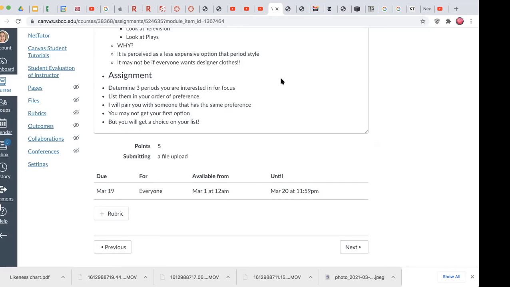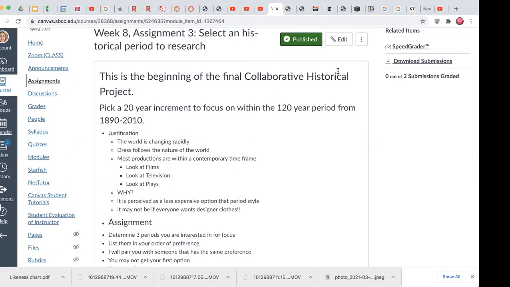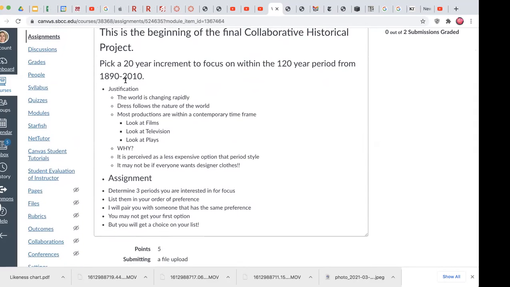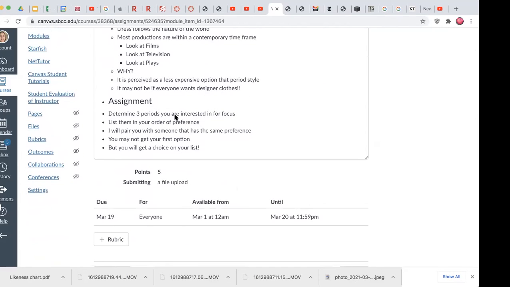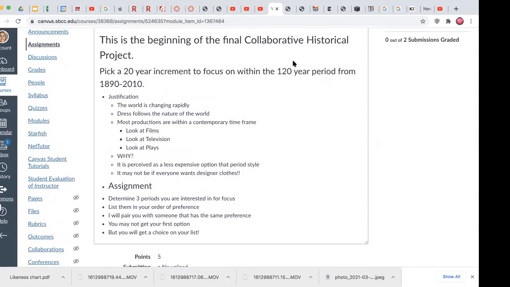So let me just ask, are there any questions about this assignment that you need to select a 20-year period? So just select a 20-year period in here and then decide what you want to work with and say, I'll work with 1890 to 1910, or I want to work with this, or even a 10-year increment, okay? That way, we can pair you up so that you can get working on this collaborative project because it's going to be under a discussion. Any questions about this particular assignment?